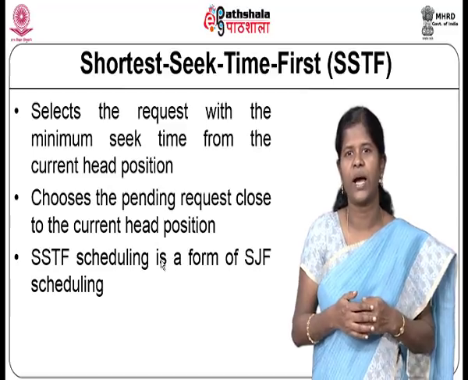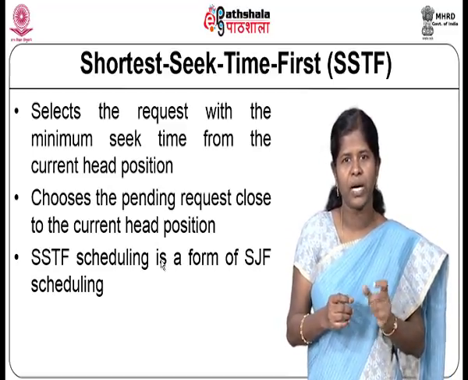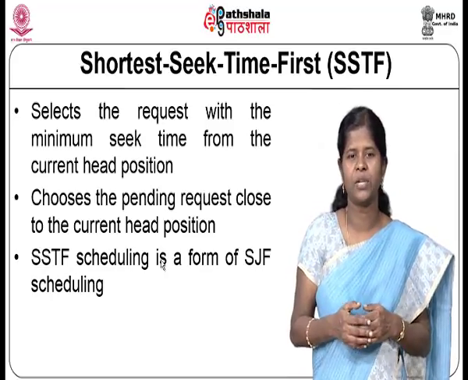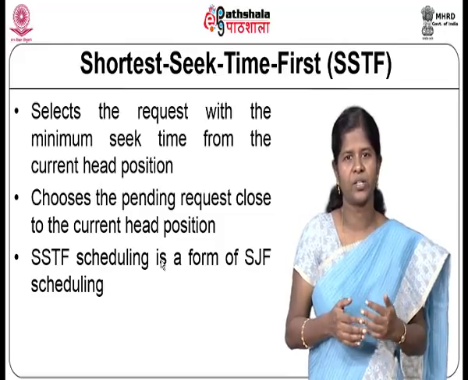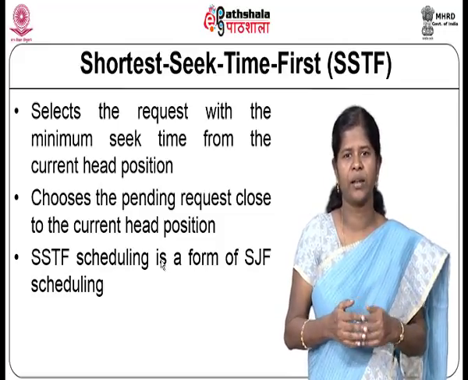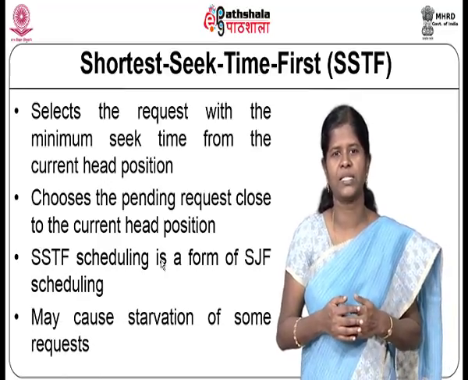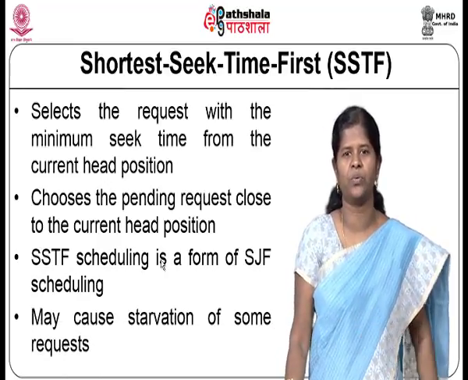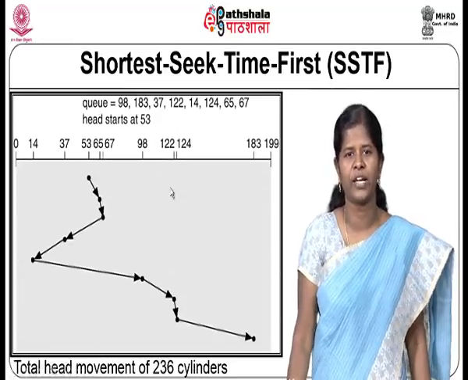There we try to assign the job which has the shortest burst time to the CPU. Very similarly, here you are trying to service a request which is close to the current head position. But the problem here is that it can result in starvation. We will see that with an example now, the same example as we saw for FCFS.